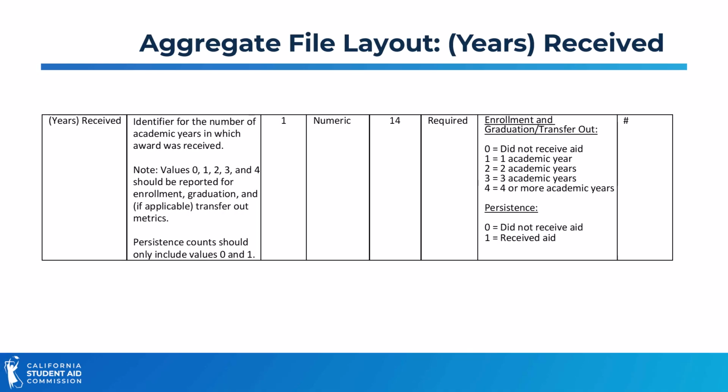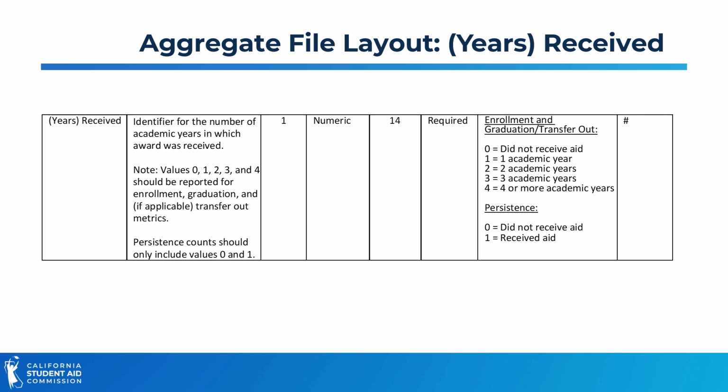For the enrollment, graduation, and transfer out metrics, this field should reflect the count of years received, or a 0 for non-receipt. You should count each separate academic year, even if the student received aid for only one term in each year. A student who received multiple years of a given grant program should be reported only for that year count. That is, a student who received 3 years of Cal Grant A should be in the 3 row, not 1 or 2.